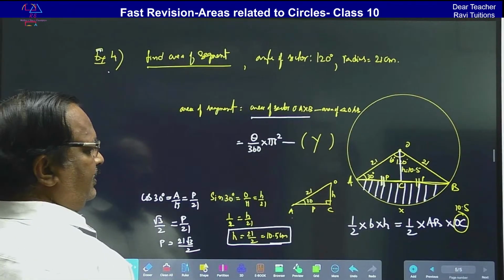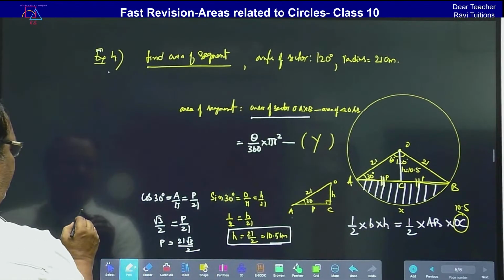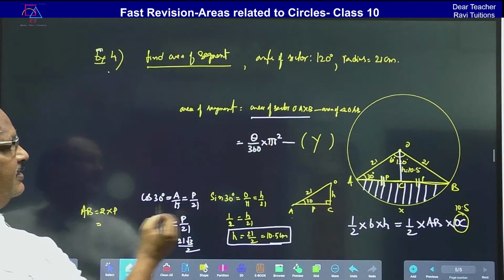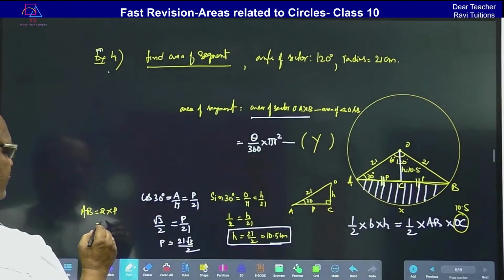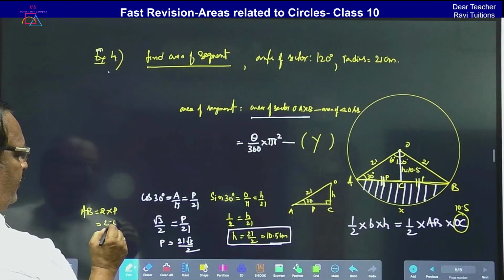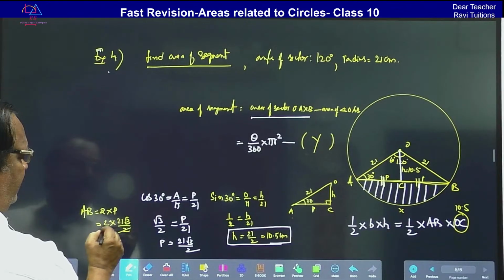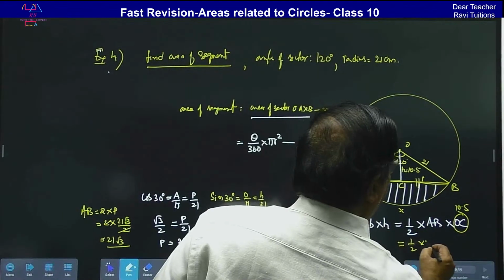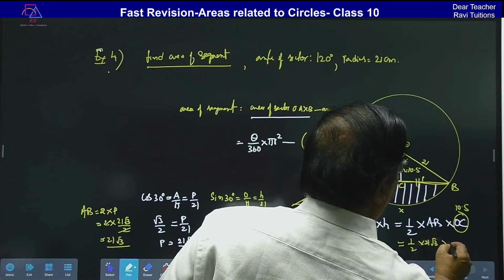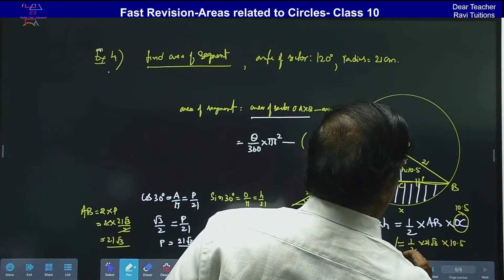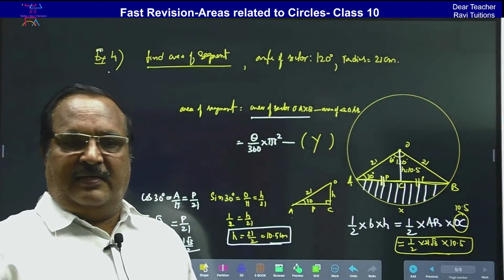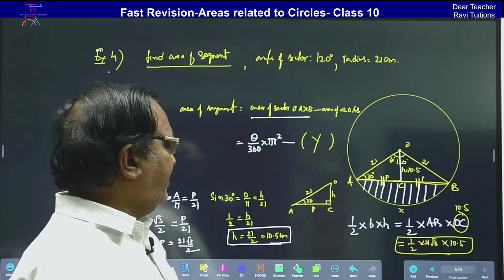So, therefore, we need AB, and AB is equal to 2 into P, because here P and there P. So, 2 into the P value, which is 21 root 3 by 2, gives 21 root 3. So now, you got how much? Half into 21 root 3 into 10.5. This is the area of the triangle. Right, we got the area of the triangle.